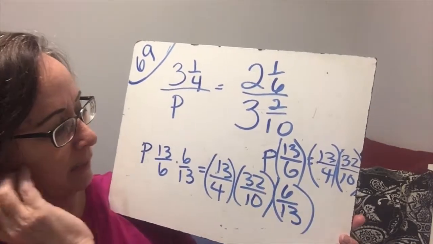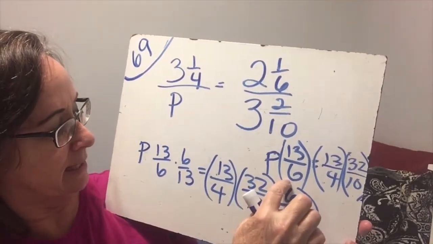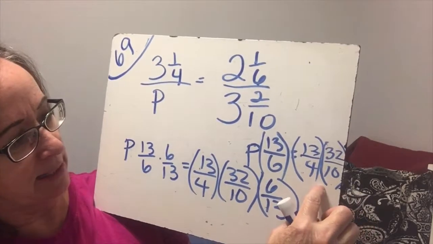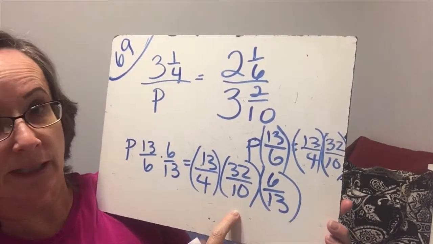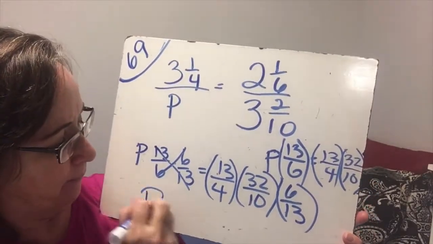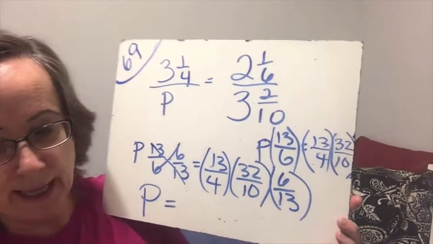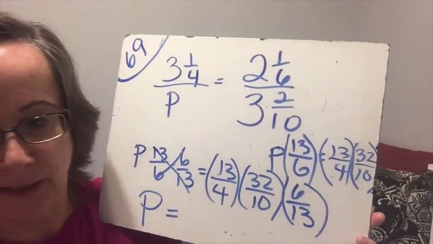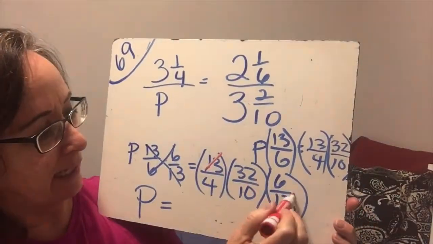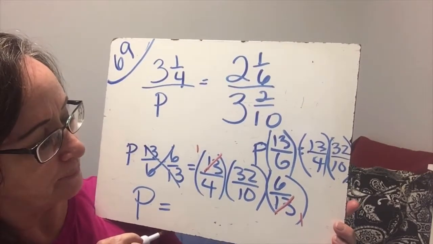Oh, that's nice because our 13s are going to cancel. Okay, so I had this, and then I multiplied by 6/13. I had this, and I multiplied by 6/13 on the right. Okay, so now these are going to go out, and I end up with P equals. So let's see what's going to go out nicely here. We have a 13 and a 13 that are going to completely cancel with a 1 and a 1.